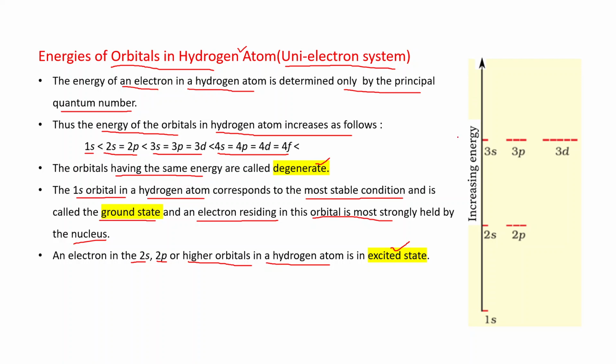This is an energy level diagram. This represents increasing order of energy. Lowest energy for 1s, then 2s and 2p have higher energy than 1s, but 2s and 2p have the same energy. In the same way, 3s, 3p, 3d have the same energy but greater than this second shell.